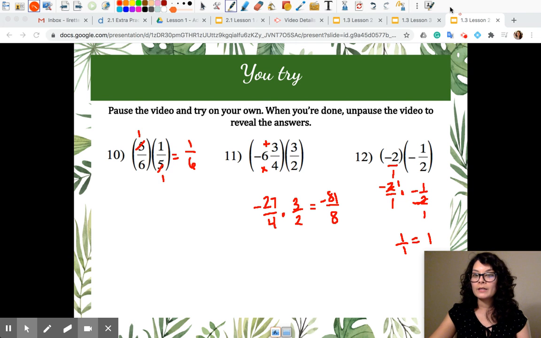Oops. For the last example, you should put the -2 over a 1, and then you'll notice that the 2's will end up cross-canceling completely, giving you 1 over 1, or just 1 as a final answer.